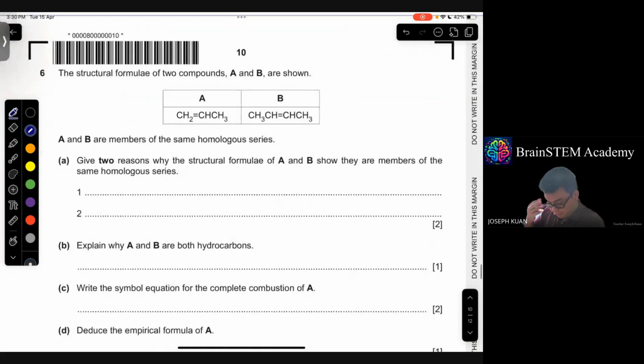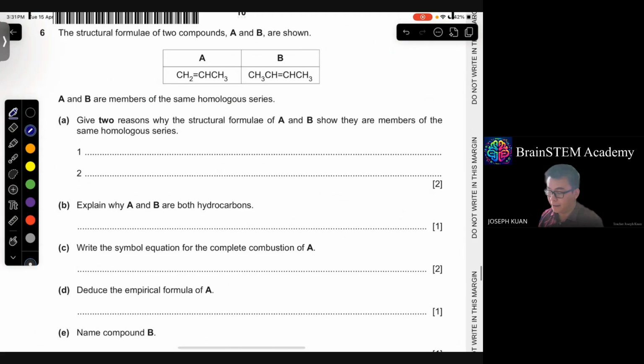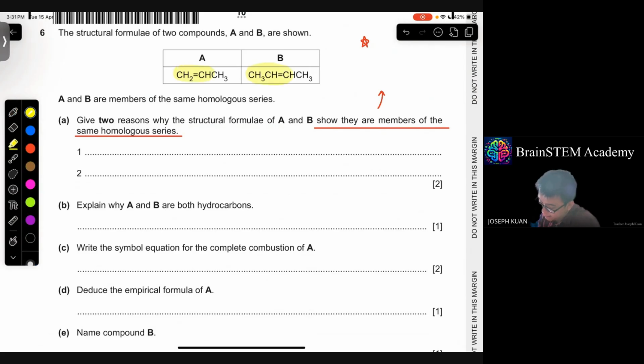Okay, next. Number 6. The structural formulae of two compounds A and B are shown. A and B are members of the same homologous series. Give two reasons why the structural formulae of A and B show that they are members of the same homologous series. In studying homologous series, we learn 5 main characteristics. However, we have to use the ones that are appropriate for this scenario. The first obvious thing that we see is that both of them share the same functional group. So the same functional group places them in the same homologous series. That's number one.